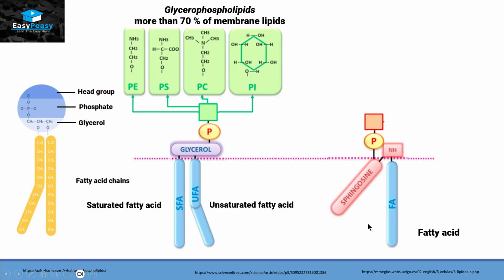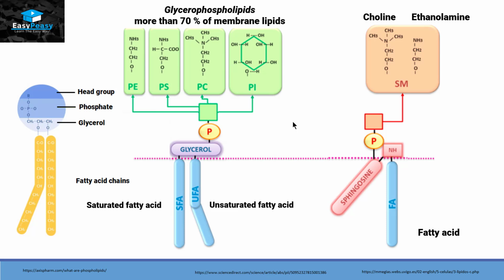It has a fatty acid chain attached to another compound called sphingosine. This sphingosine is attached to a phosphate, and this phosphate has a head group. This head group can be choline or ethanolamine. In both cases, this compound is called sphingomyelin.